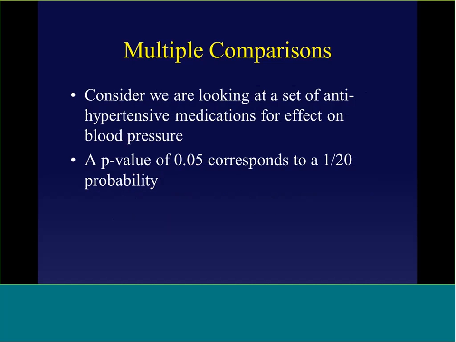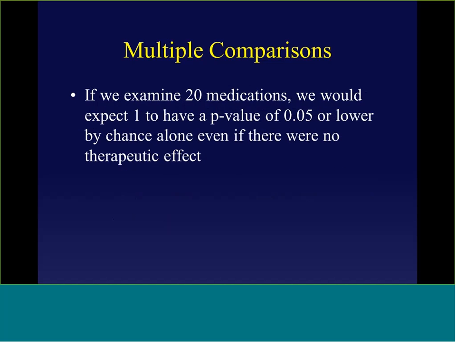So consider that we're looking at a set of antihypertensive medications and their effect on blood pressure. We're looking at the paired difference in blood pressures before and after administering this medication, and we want to use a type 1 error level of 0.05, which is a 1 in 20 probability of having any one of these tests be positive if the null hypothesis is true. So let's say we're looking at 20 medications. We would expect at least one of these to have a p-value of 0.05 or lower, just based on chance alone.